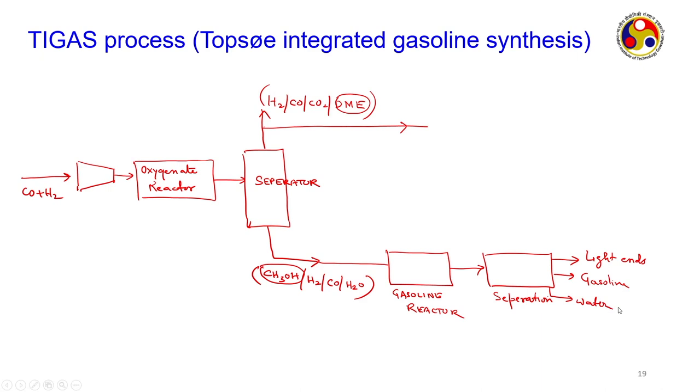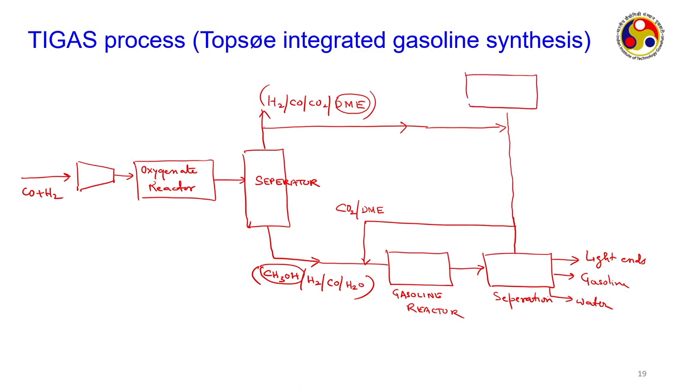Then in this separation, you separate out the DME and the CO2 and send it back here, because some of this DME may escape. So, you have this CO2 and DME coming out, it may go without reaction if there is any. So, this DME is also present here. What you do is you treat the off gases in a combustor or a gas turbine.